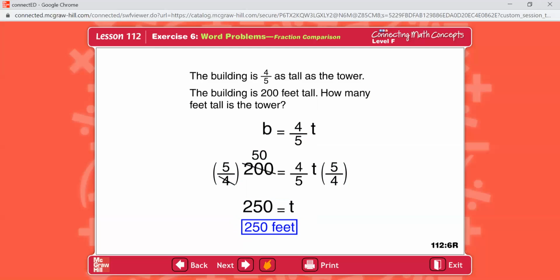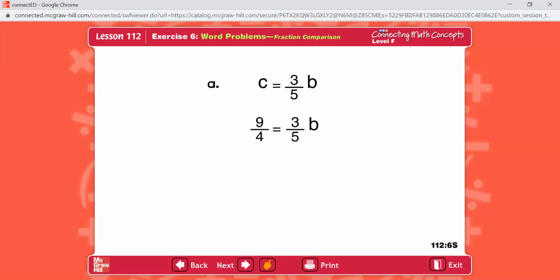Now please find part 3 in your textbook. Problem A. The camera weighed 3/5 as much as the book. The camera weighed 9/4 pounds. How many pounds did the book weigh? Write the equation with 2 letters. Below, write the equation with 1 letter replaced by a number. Pause the video now to solve. Resume when you're ready to check your work.